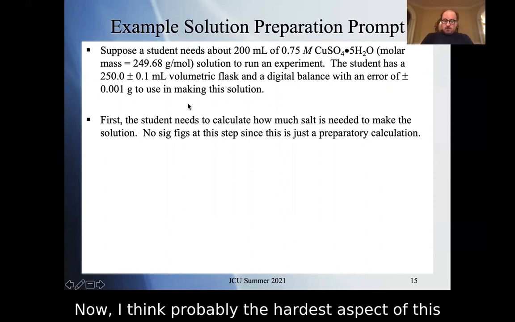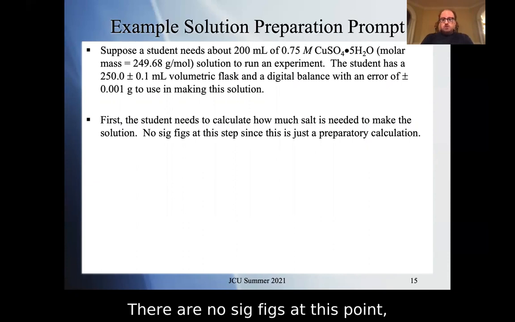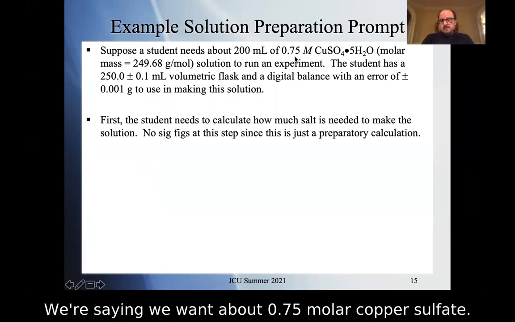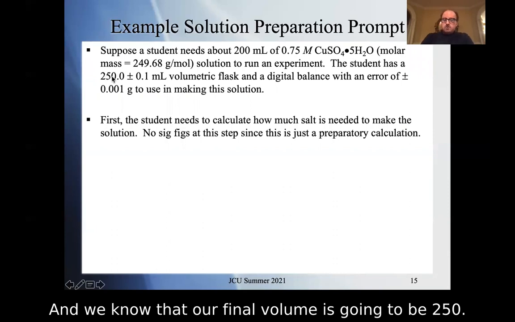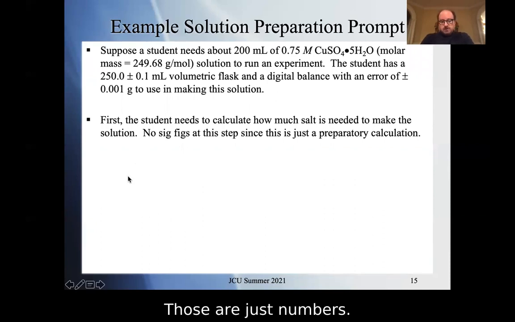Now, I think probably the hardest aspect of this is that this initial calculation is a preparatory calculation. There are no sig figs at this point because these are just numbers, right? We're saying we want about 0.75 molar copper sulfate, and we know that our final volume is going to be 250, right? But these are not actually measurements yet. Those are just numbers.